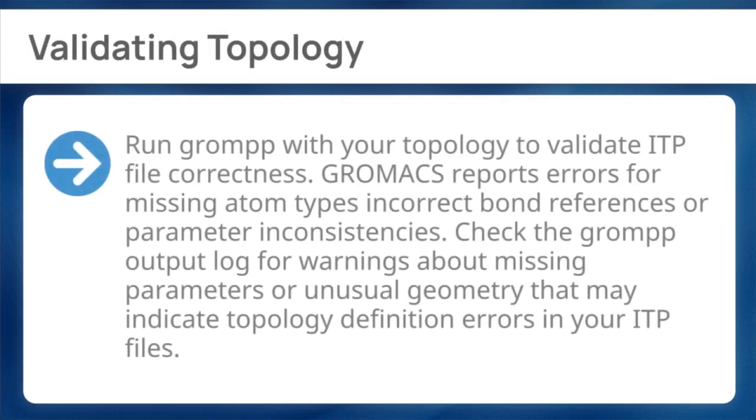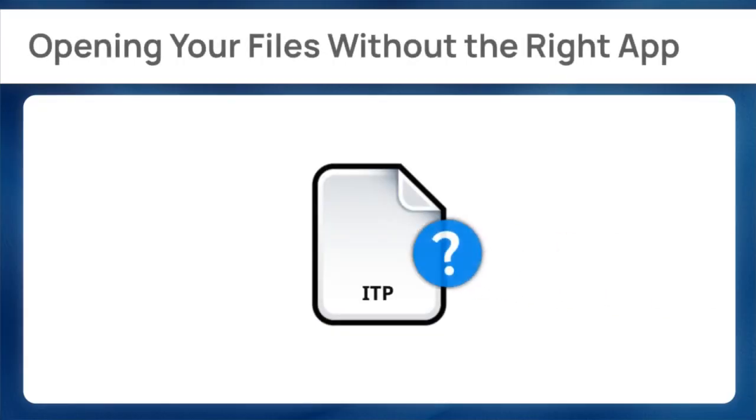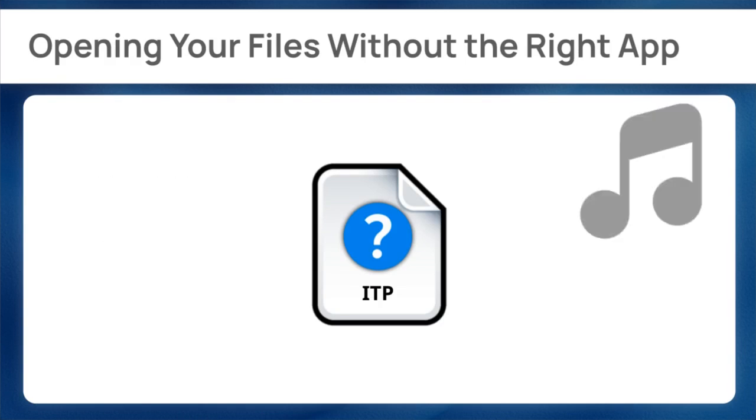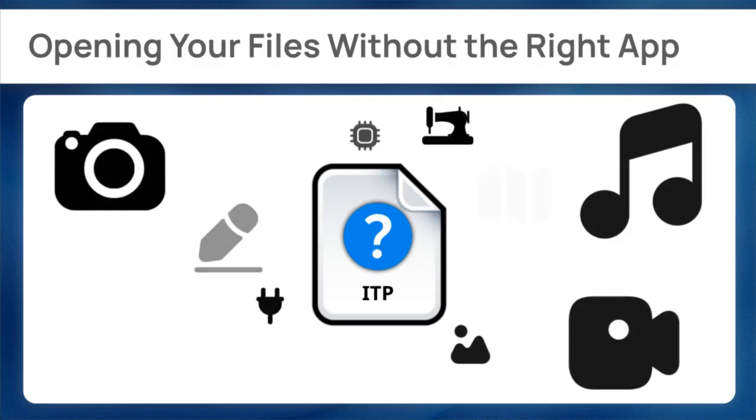Finally, validating topology. Run grompp with your topology to validate ITP file correctness. GROMACS reports errors for missing atom types, incorrect bond references, or parameter inconsistencies. Check the grompp output log for warnings about missing parameters or unusual geometry that may indicate topology definition errors in your ITP files. If compatibility checks failed, it is likely because the file extension name is shared by different developers for unrelated formats, causing your PC to use the wrong reading language.